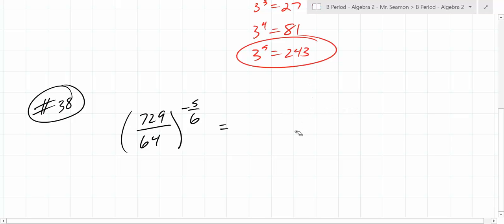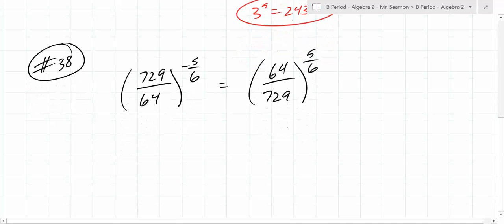Another thing you can do, I showed you this before, is if you see a negative power, you can just flip over what's on the inside. If you flip over what's inside, what does the power become? It can be positive, yeah. It just flips it over. That's another thing you can do.